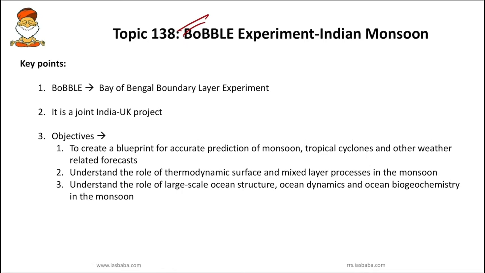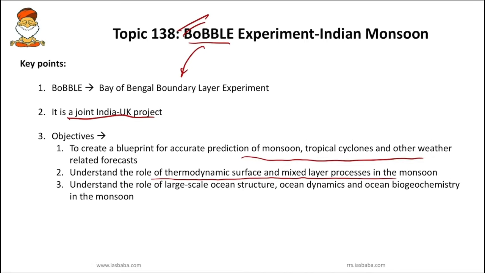So the next important topic: PROBABLE experiment to predict the Indian monsoon. What is PROBABLE? Bay of Bengal boundary layer experiment, and it is a joint project between India and UK. The Indian Institute of Science in Bangalore and a UK-based university have collaborated to create a blueprint for accurate prediction of monsoon, tropical cyclones and other weather conditions, and to understand the role of thermodynamic surface as well as mixed layer processes in the monsoon.